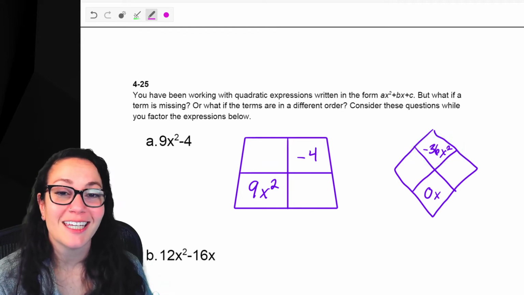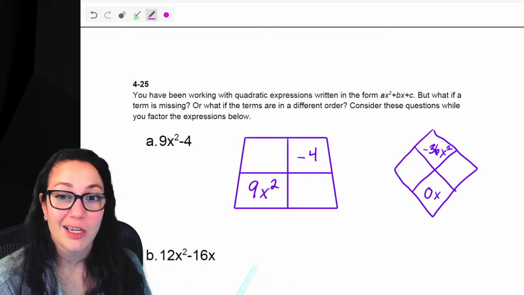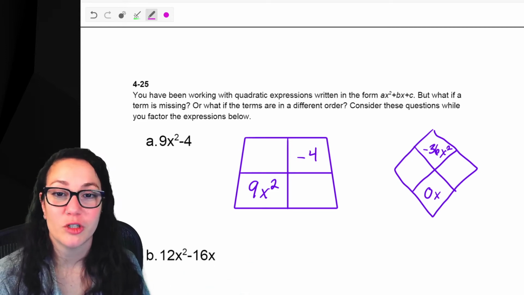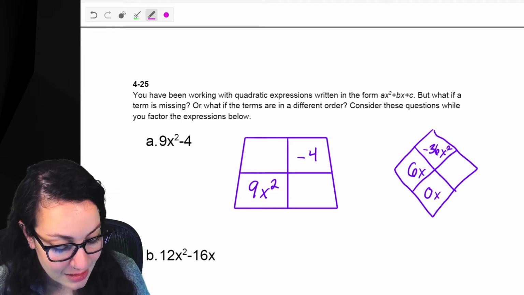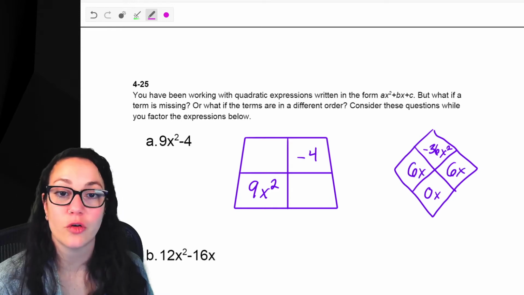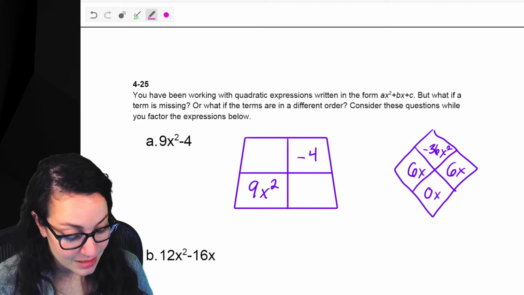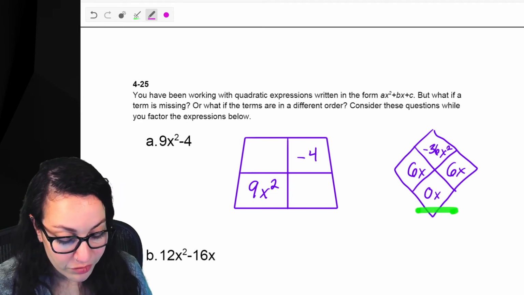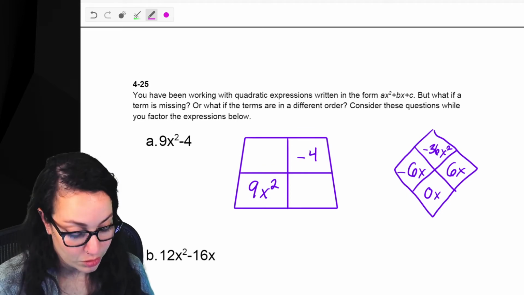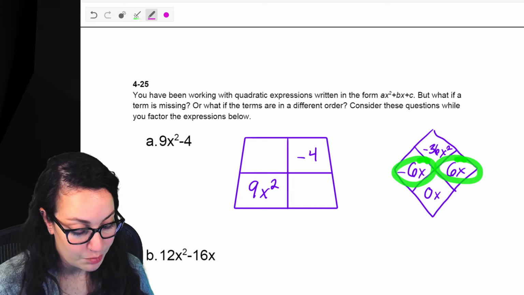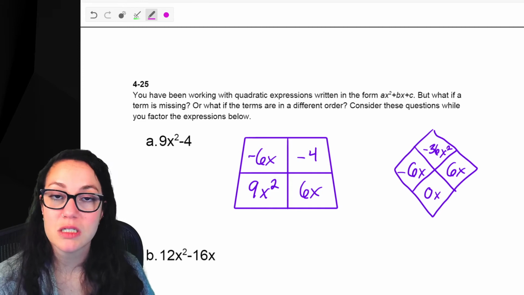So you may already be thinking this, but if something times itself essentially is 36, we have to think about the square root of 36. So we know that it's going to be 6 and 6. That's how we get to 36. And in order for them to cancel each other out, to add to 0x, one of them has to be negative. So now our terms that we're going to fill back into our area model are just opposites. We have negative 6x and positive 6x. Now it's business as usual.